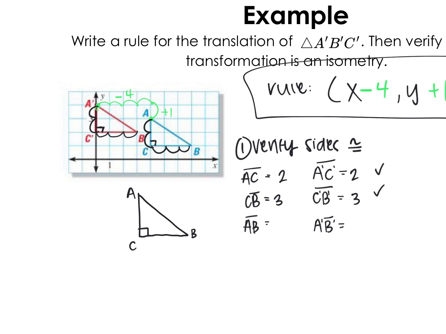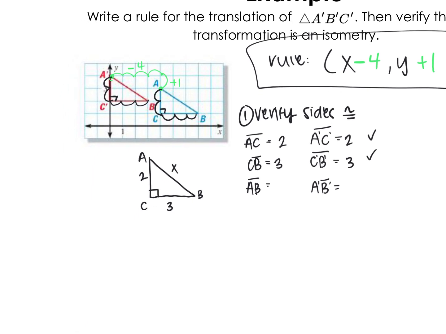So from A to C, we knew this was 2. From C to B, this was 3. And our goal is to find what A to B is. So I'm going to label that one x. Now that we've got the triangle drawn out, we can go ahead and do the Pythagorean theorem. And we can do 2 squared plus 3 squared is equal to x squared.